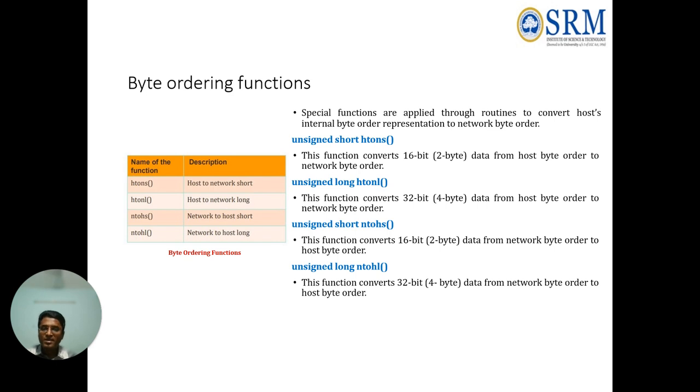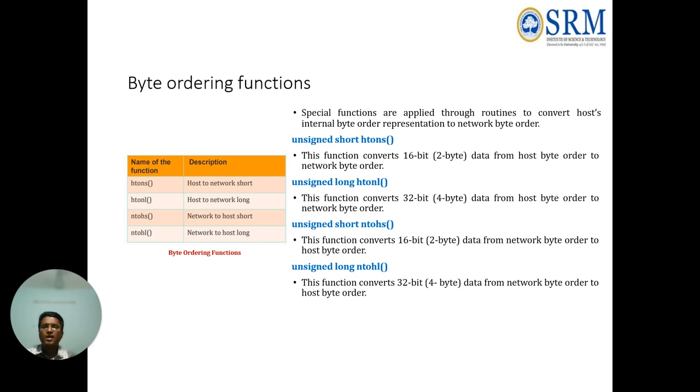The first one is unsigned short htons. The second one is unsigned long htonl. The third one is unsigned short ntohs, and the fourth one is unsigned long ntohl. Four classifications. The first, unsigned short htons, converts the 16-bit, that is 2-byte, data from host byte order to network byte order. The second one, unsigned long htonl, converts the 32-bit, that is 4-byte, data from the host byte order to the network byte order.